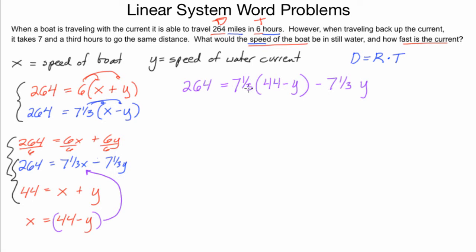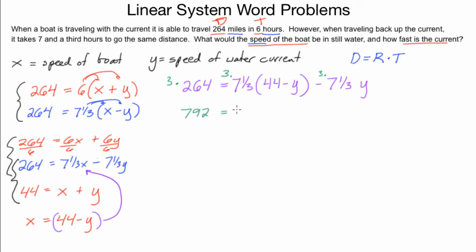So what I'm going to do is multiply everything on both sides by 3, make everything bigger, because I don't want to deal with fractions anymore. It's going to give me a little bit of a headache. So now let's see what we got. 3 times 264 is going to be 792.